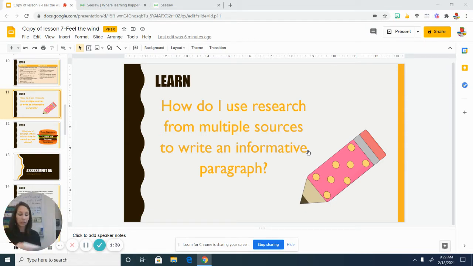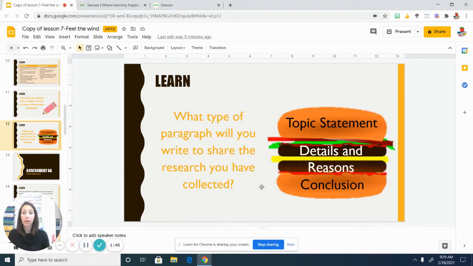Okay? All right, so let's walk through what we will need to do to use our research from multiple sources to write an informative paragraph. Before we do that, let's quickly review what makes an informative paragraph. If you remember, we have been using this sandwich or burger organizer to help us keep track and remember the parts of an informative paragraph. So we want to make sure to include all of those parts in this writing.